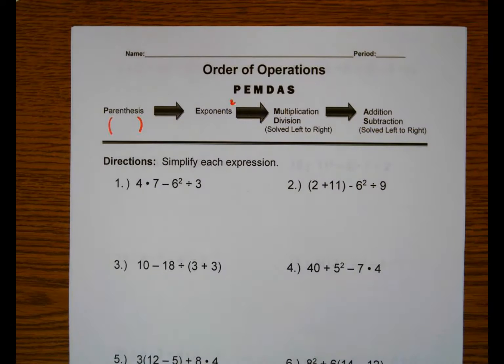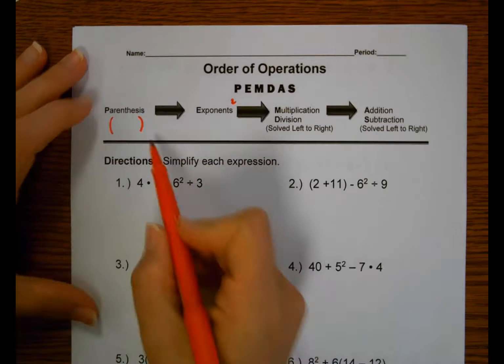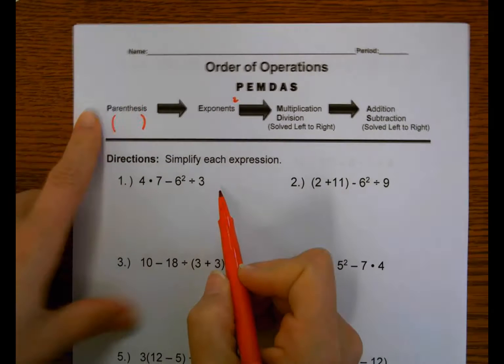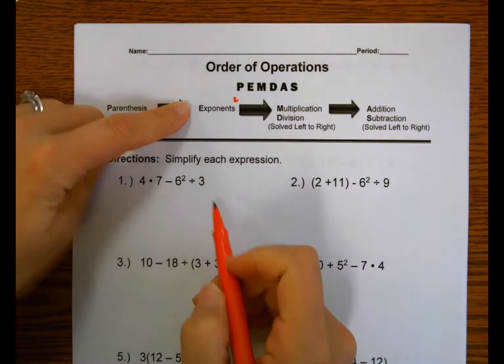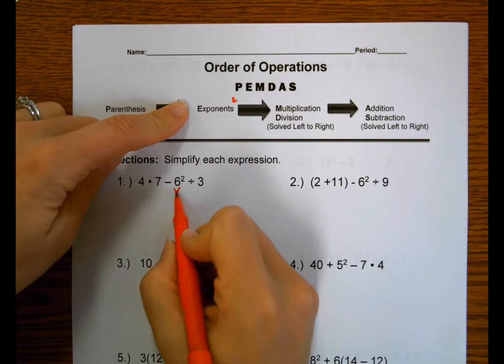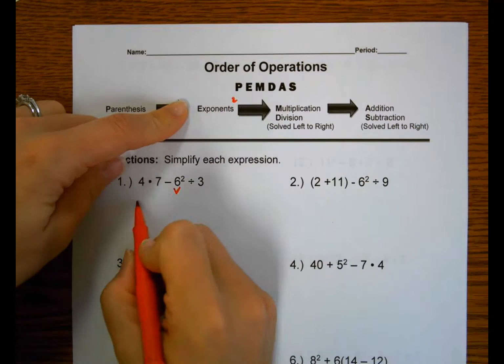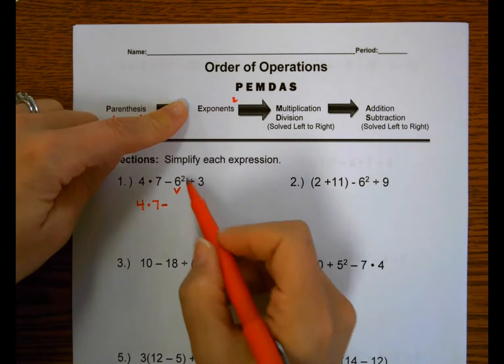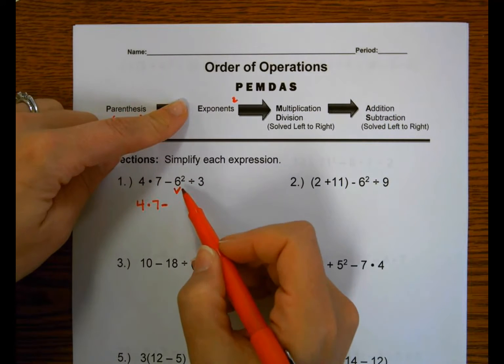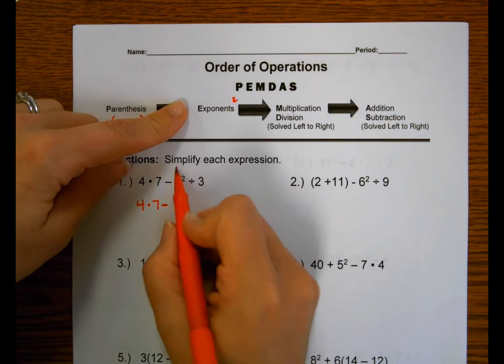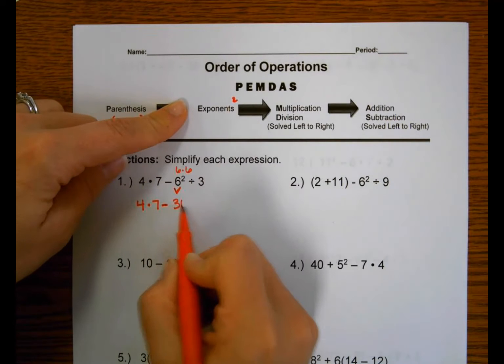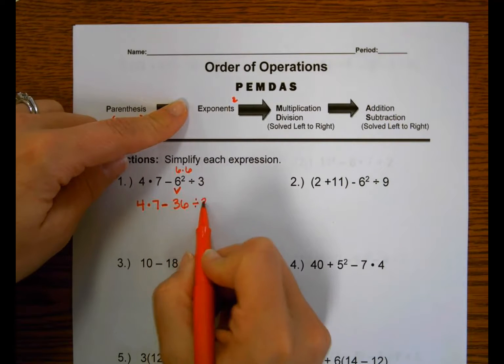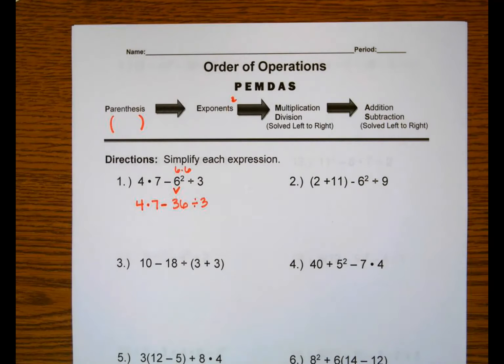So if we look at number 1, we check, are there any parentheses? No, so that means we can move on to exponents. So we have an exponent here. So that's what we're going to do first. That means we're going to copy down everything that we see, and then we're just going to solve this exponent. So 6 squared means 6 times 6, which is 36, and then I bring everything else down. So all I did was solve that exponent.